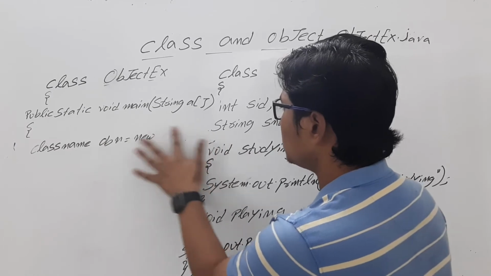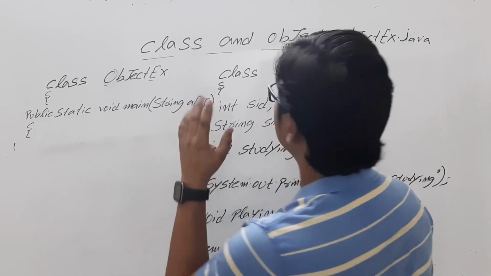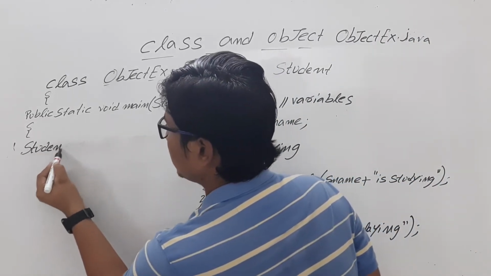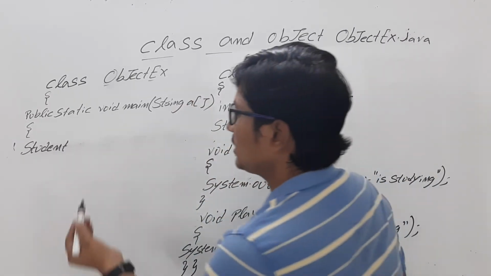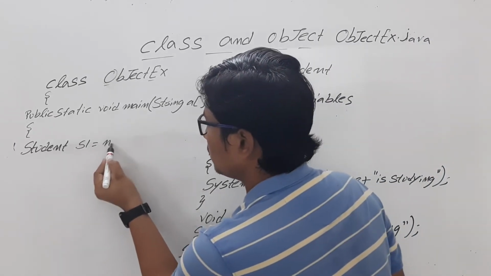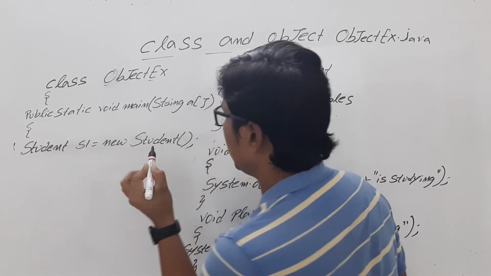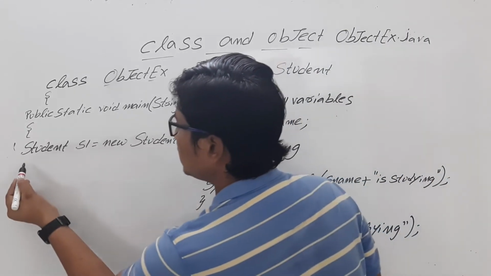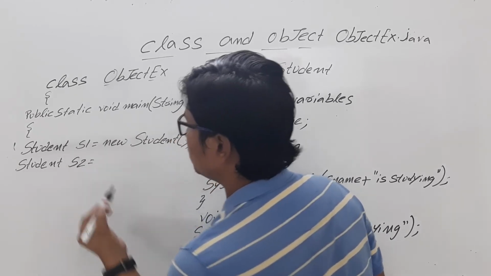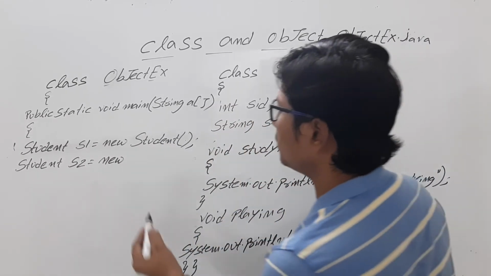Now I will create an object for the class called Student. So what I will write? I will write Student, object name I will write as S1. S1 is equal to new Student, and I will close it. Similarly, I can create another object. The same procedure: Student S2 is equal to new Student.